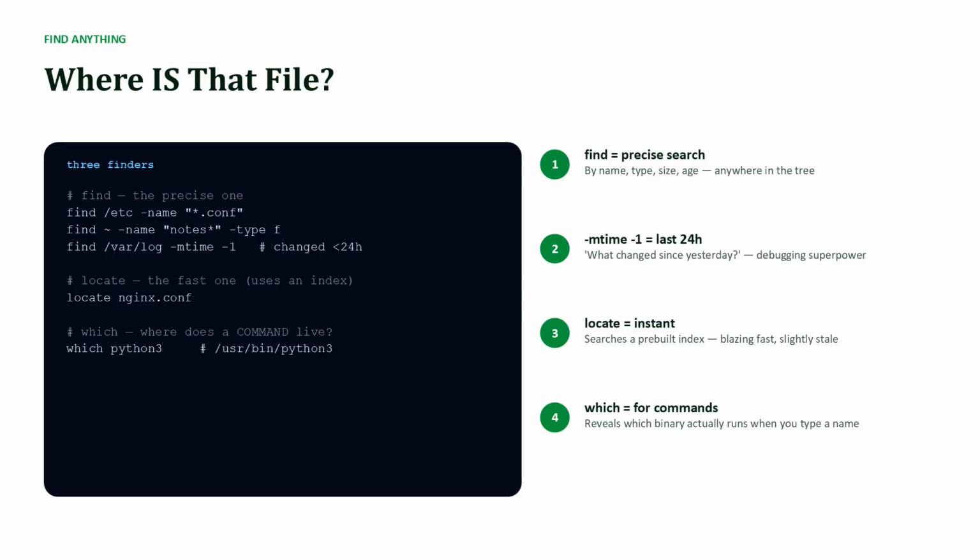locate is the fast one. It searches a pre-built index, so it's instant but can be a few hours stale. And which answers a different question. When I type python3, which actual file runs? Three finders: precise, fast, and for commands. You'll use all three within your first month.